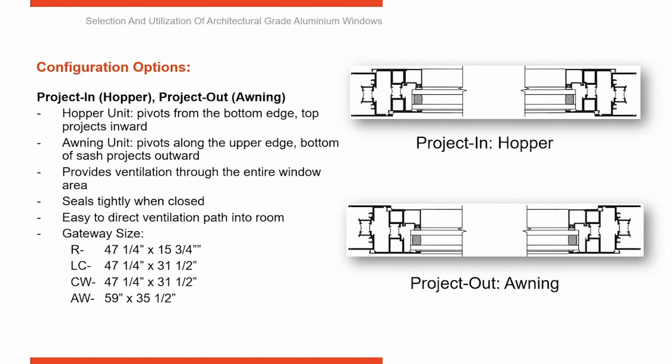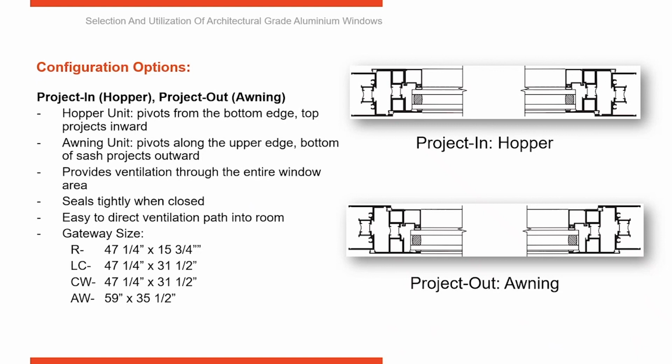Again, they're compression, so when they're closed, the cam handles grab and pull the sash into the frame, compressing the gaskets, giving you a nice tight seal. Then here are our gateway sizes listed down below here. And as we were looking at earlier, you can see that moving from a residential to an AW, the gateway size increases considerably going to the higher performing window.